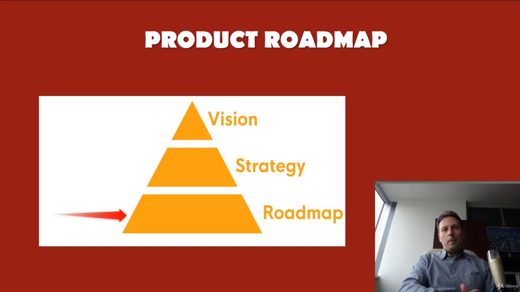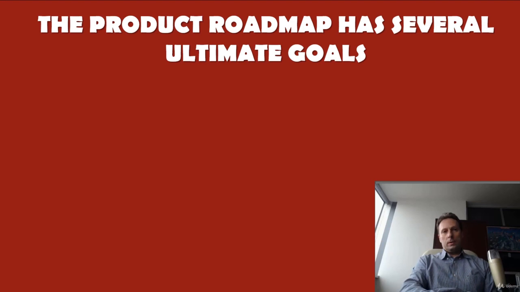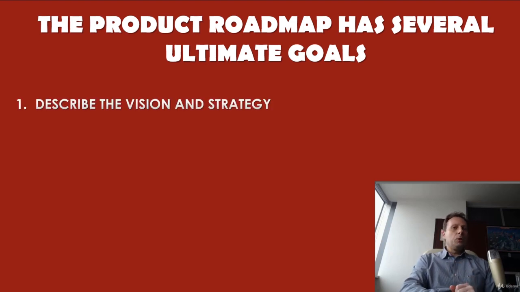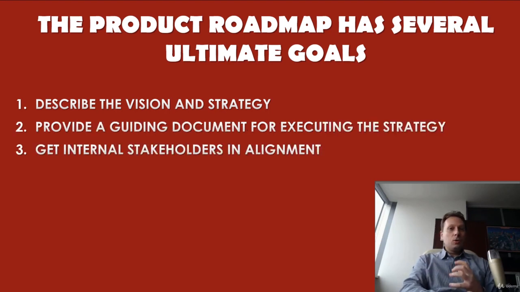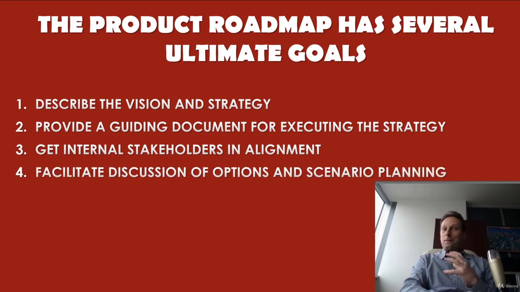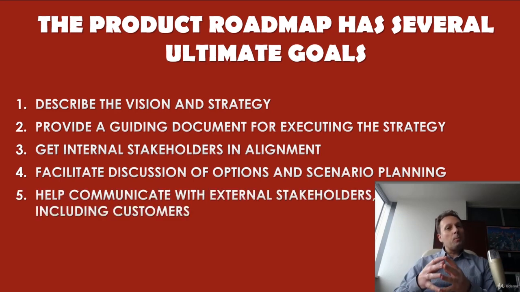The product roadmap has several ultimate goals. So first one is to describe the vision and strategy, and to provide a guiding document for executing that strategy. So to get internal stakeholders in alignment, to facilitate discussion of options and scenario planning, and to help communicate with external stakeholders, including our customers.